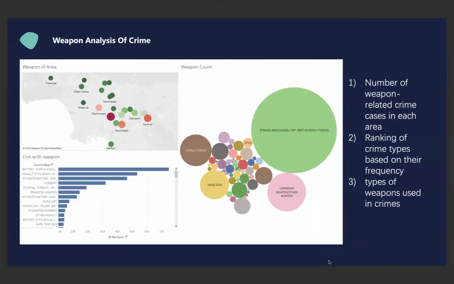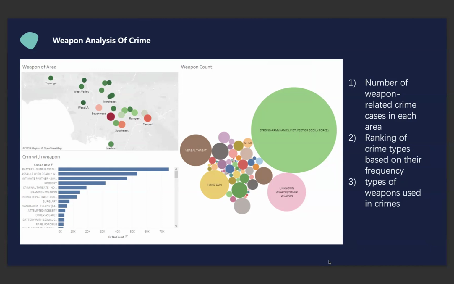Next, this dashboard provides an in-depth analysis of the use of weapons in crime through three detailed visualizations. Let's start by looking at the map. The map filters the cases and shows the number of weapons-related crime cases in each area. You can see the size and the color intensity of the circles representing each area. For instance, the circle for 77th Street is the largest and darkest, indicating that this area has the highest number of weapon-related crimes. In contrast, other areas have smaller and lighter colored circles, indicating fewer weapon-related crimes.